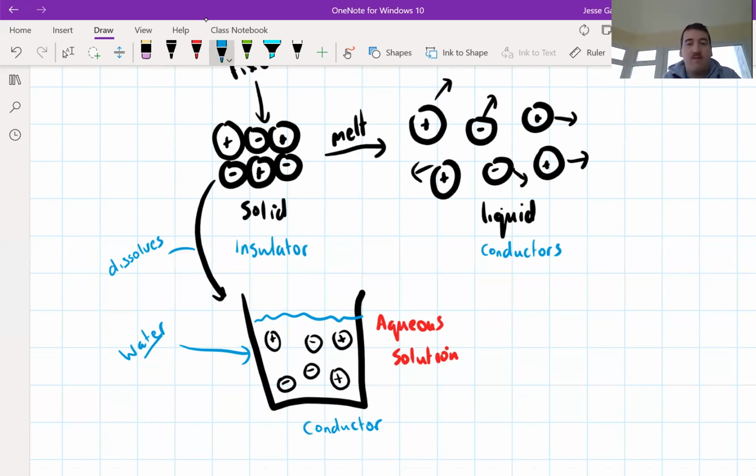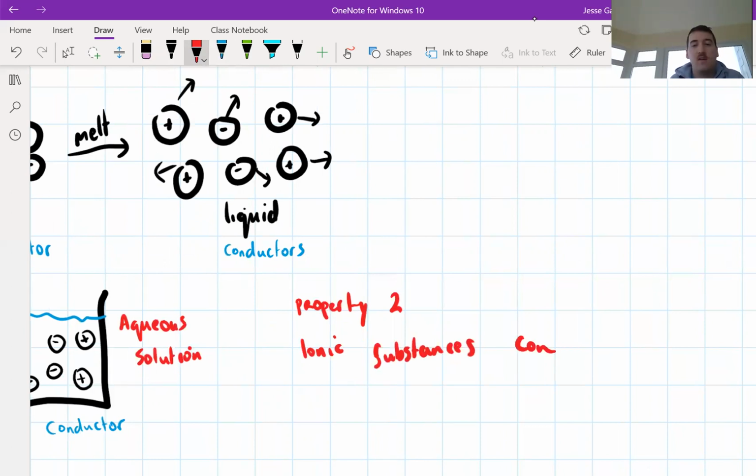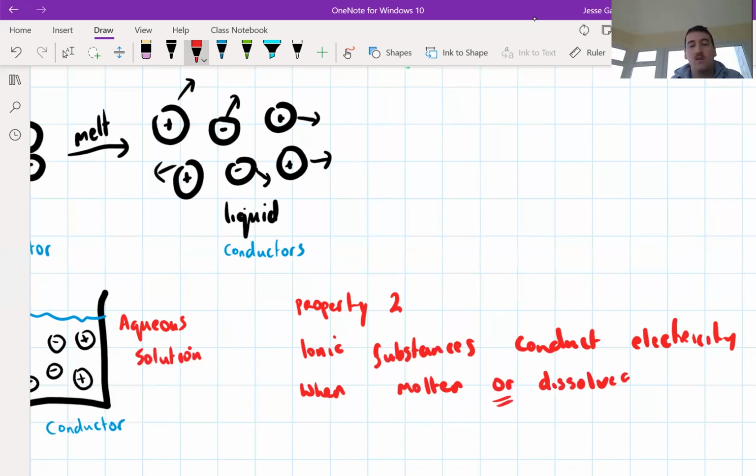Okay, so now we have made conductors from something which originally wasn't a conductor in two ways: by melting and by dissolving. So that's another thing to take down. Property two is that ionic substances conduct electricity in two scenarios: when molten or dissolved. They're the two conditions in which this can happen. They won't just conduct when they're in plain solid form.